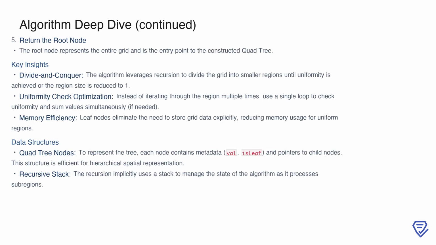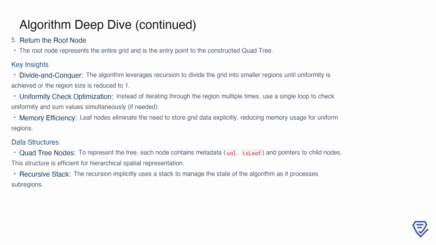After defining the recursive logic, the final step is to call the construct function on the entire grid. This is done by passing the top left corner of the grid, which is 0, 0, and the grid size, n, to the function. The resulting node from this initial call becomes the root node of the quad tree, representing the entire grid. The algorithm follows a divide-and-conquer strategy, where the grid is divided into smaller subregions, and the process is repeated until each region is either uniform or a single cell.